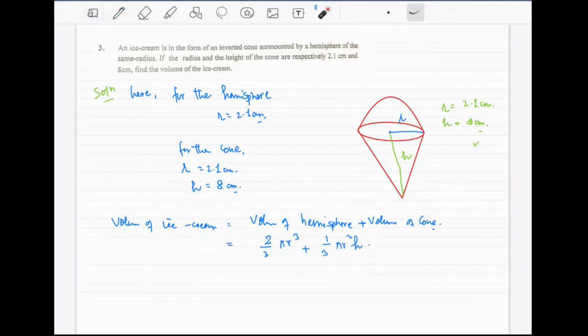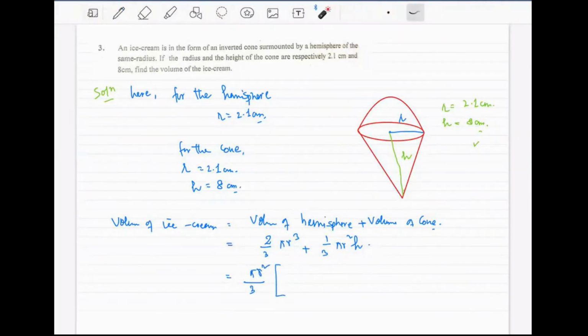Now, again, as we have done before in the previous question, it's easier to take out the common factor first. Say the 3 denominator, we can take out this common factor. Pi can be taken as common factor. R square here, r cube here. The smaller one, you can take out common factor. Smaller one is r square, right? So to take out the common factor, it will be pi r square and 3 denominator. We are taking them out as common factor.